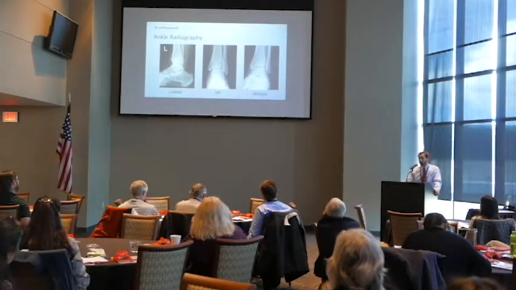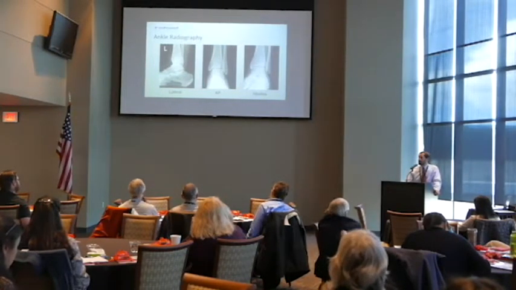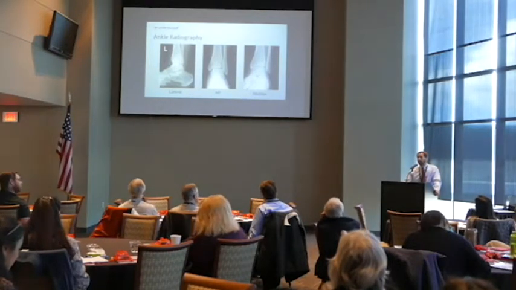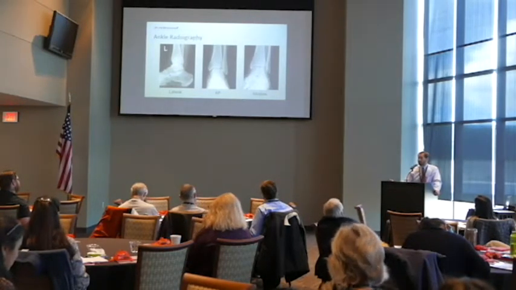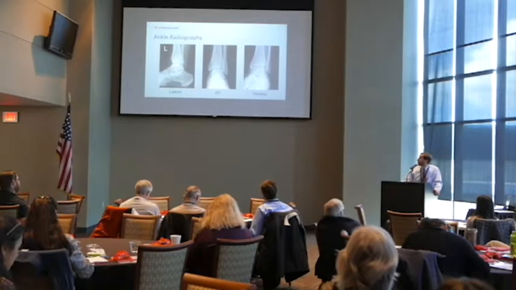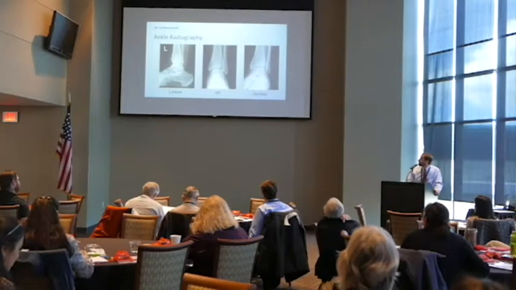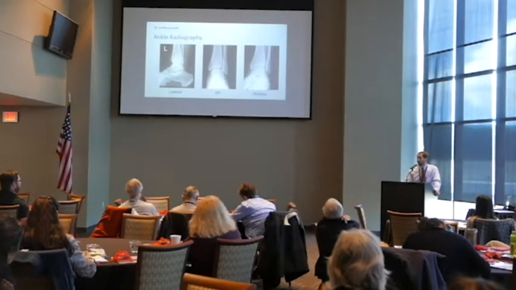The mortise view is taken at 30 degrees of internal rotation, and it allows us to see the joint basically in its full view. And again, I'm looking for things like symmetry. Are the joint spaces the same across, or is one wider than another, indicating that there's been a ligament injury or potentially a bony injury causing the talus to shift within this area? You can also see on this view the joint under the ankle. This is called the subtalar joint. And sometimes in injuries to the talus or the calcaneus, this will show up on these ankle x-rays.